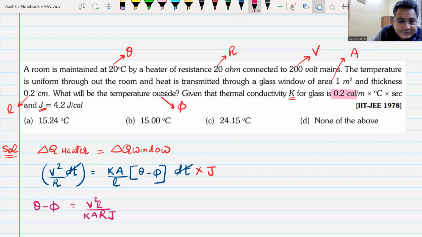One more question here. This type of question can come in JEE Main or Advanced.